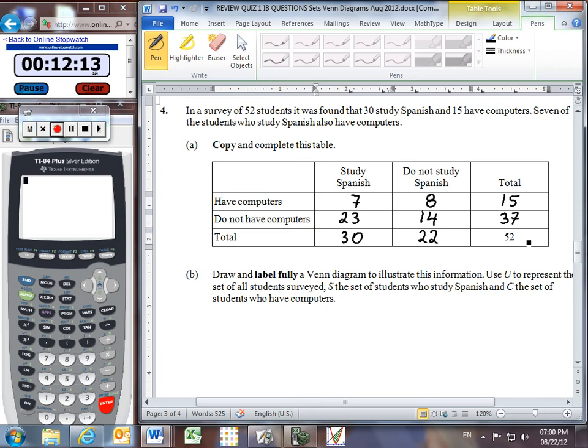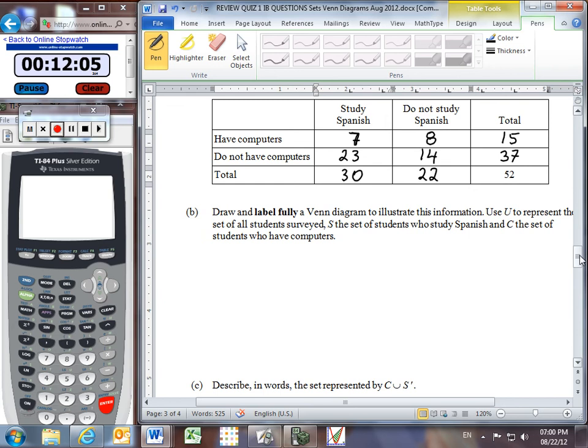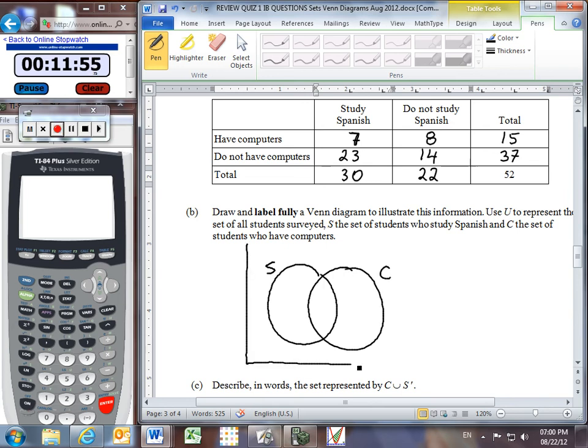In part B, we need to draw and label fully a Venn diagram to illustrate this information. So it says to use U for the set of all the students who were surveyed. S is the students who study Spanish, and C is the students who have a computer. And here's our universal set around the outside. It always fits when you draw it last.